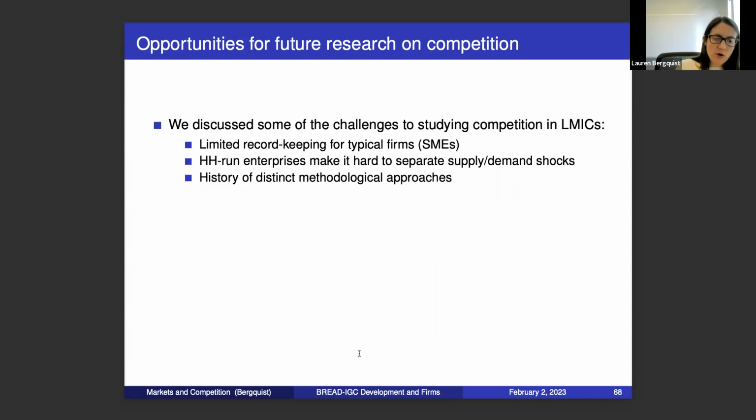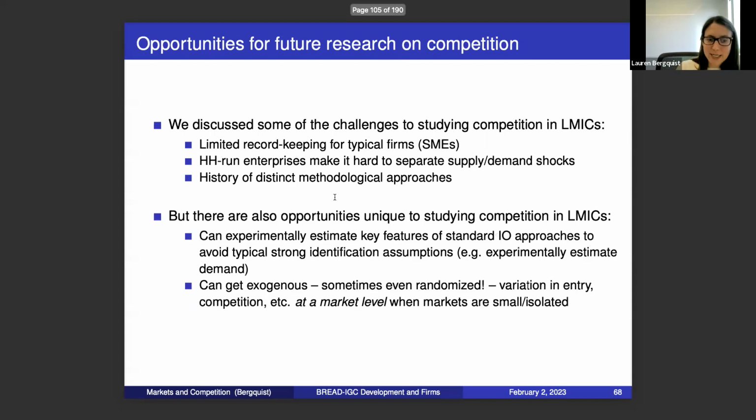There's also this history of distinct methodological approaches from the development literature and from, say, IO, for example. But that also means there are a lot of opportunities. I should say, with this distinct methodology, your ears should perk up if you're a PhD student. I think this is an area where lots more work can be done, and especially in development, there are lots of unique opportunities.